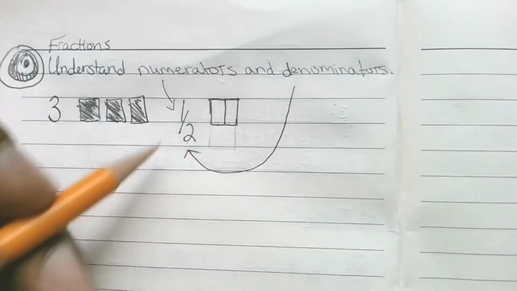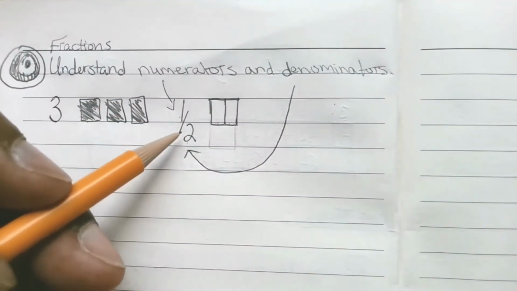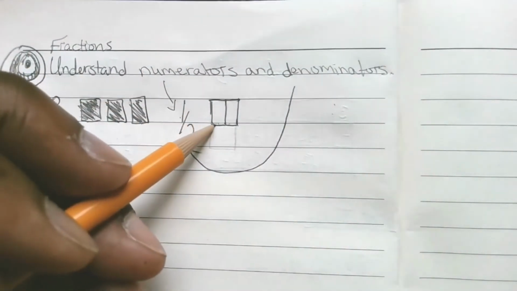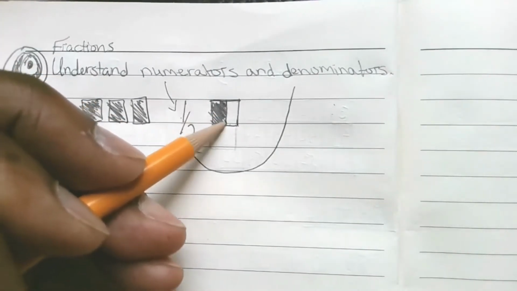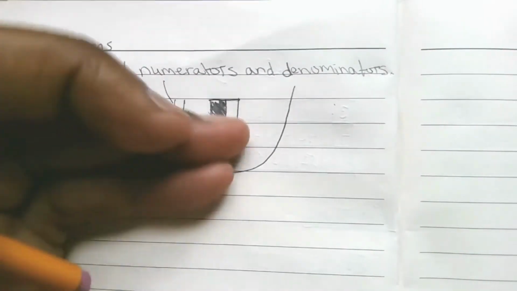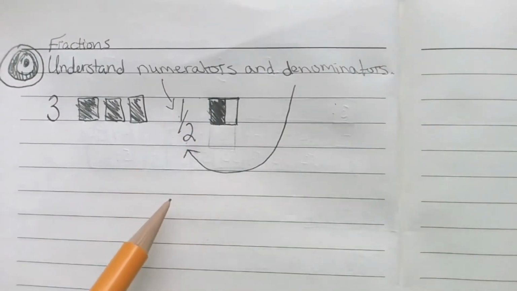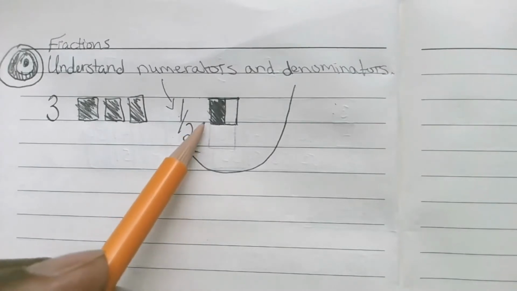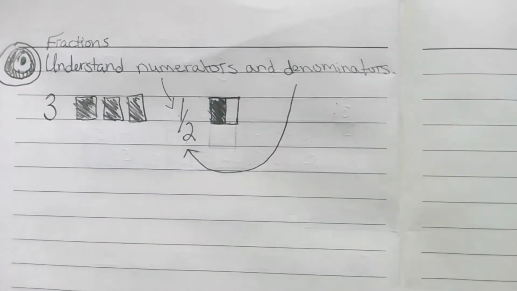Now, my numerator is showing the number that's being considered. So in this case, I want to consider 1 out of the 2. Like this. Okay? So right there is the fraction 1/2. And this is the visual of it. It's showing 1 out of the 2 shaded in. Okay? And that is really the understanding of fractions.